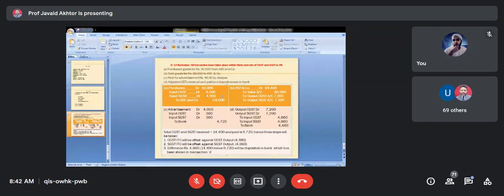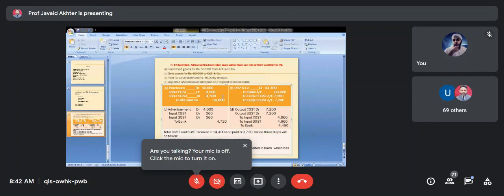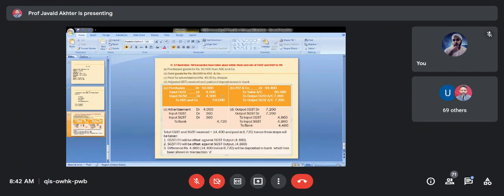So broadly speaking, we have transactions related to receiving GST. We have transactions related to paying GST. We will have transactions related to claiming excess GST that we have paid, and transactions related to depositing excess GST that we have received. Are these 4 steps clear to you? Yes, sir. Now, the transactions could be any. It will be involving GST, either receiving or paying.